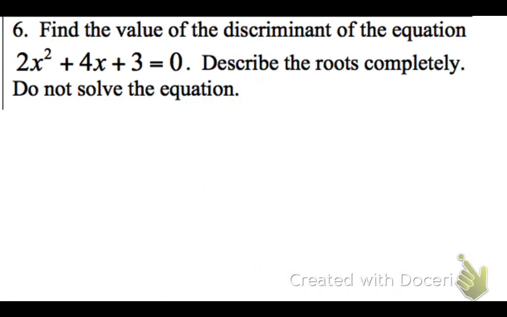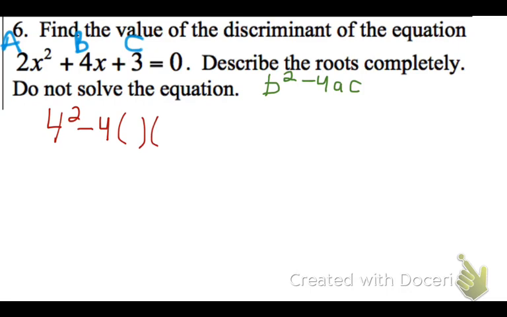Similar to the previous question, we're asked to find the value of the discriminant of this equation. Again, the discriminant is this formula, b squared minus 4ac, and then we'll identify what types of solutions those are. We have a is 2, b is 4, and c is 3. So we have b squared, 4 squared, minus 4 times a times c. A is 2, c is 3. So we get 16 minus 8 times 3, which is 24. So the discriminant is negative.